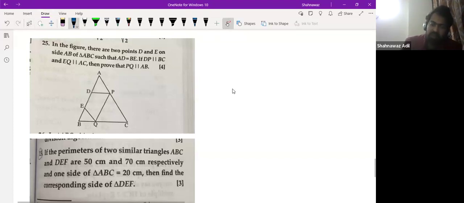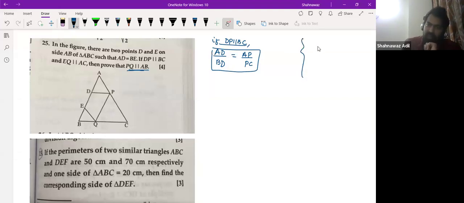Yes. Right, this should be the goal. If we want to prove that PQ is parallel to AB, then we have to prove that these are equally divided, right? Okay, so they have given DP parallel to BC. Which means that AD by BD, I'm directly writing, is equal to AP by PC. So this we have, and let us write it somewhere else.